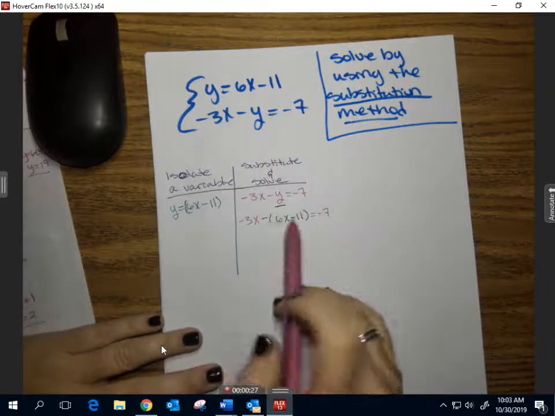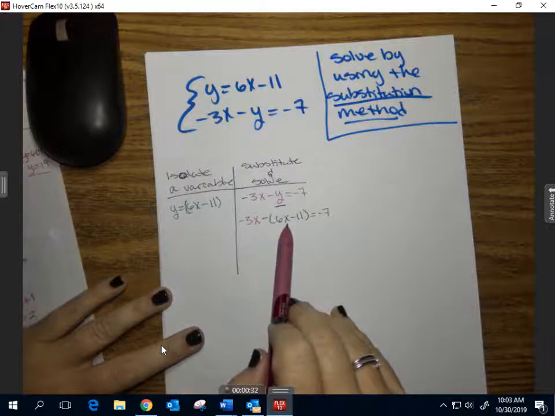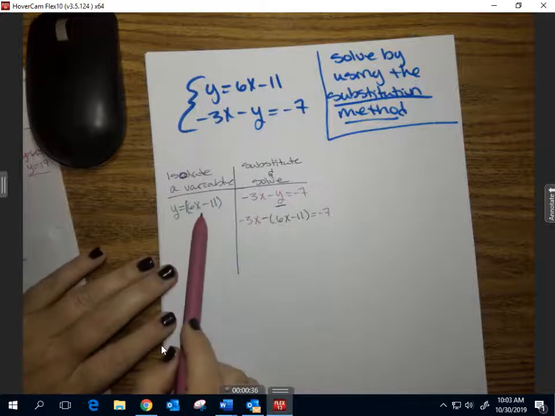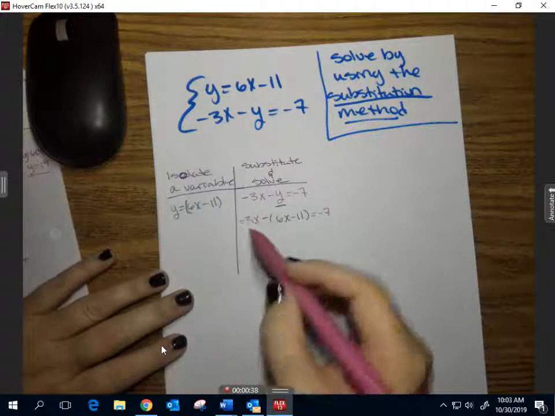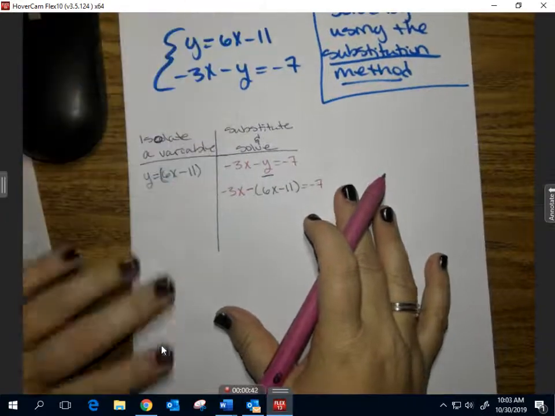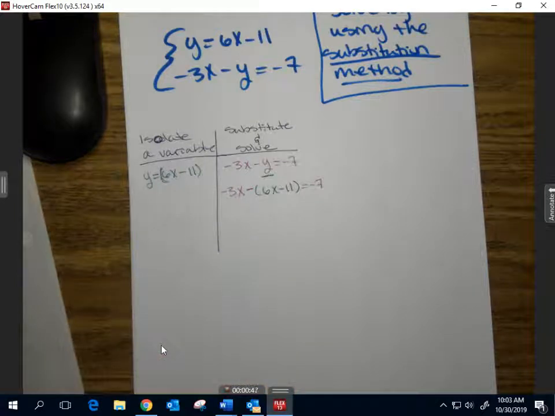Alright. So I put in the 6x minus 11 for y, because that is what it says over here, y equals, okay? So now what I'm doing is I'm going to solve, because now I'm left with just x. I don't have y anymore, do I? I'm just left with one variable, so now I can solve for that one variable.